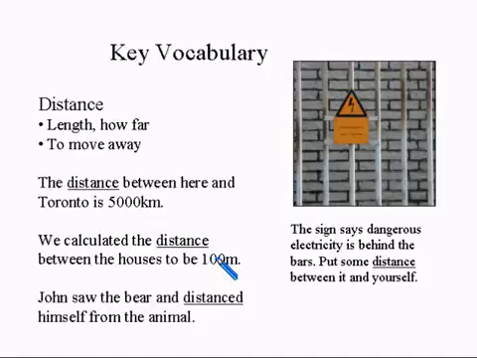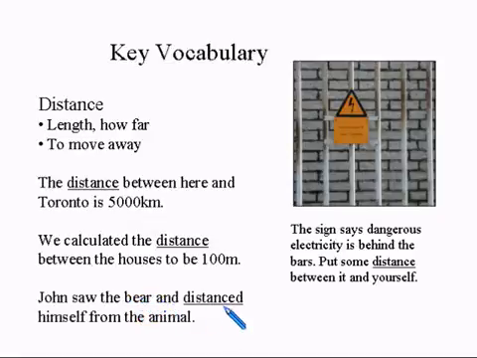John saw the bear and distanced himself from the animal. So what we're saying is that John saw a bear and he ran away like a little girl.